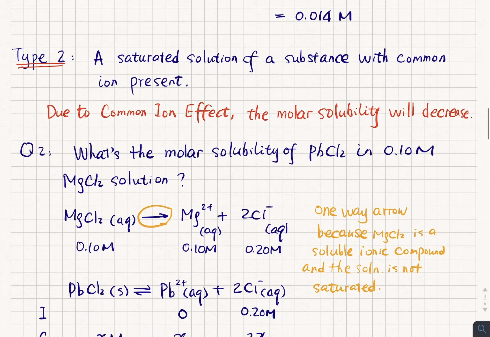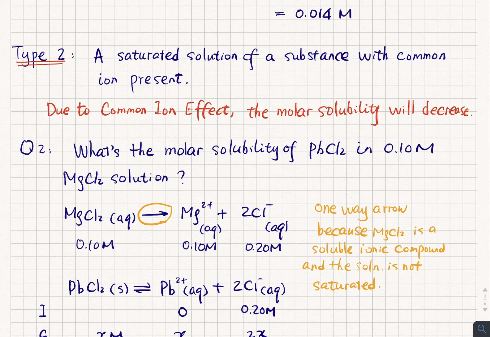Type 2 calculations involve the presence of a common ion. A common ion situation is where you have a saturated solution, but the solvent is not only water. In that solution, you also have something that can dissociate and produce the ions in your solubility equilibrium.